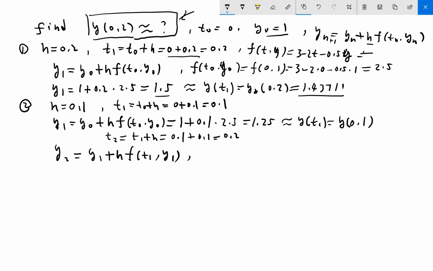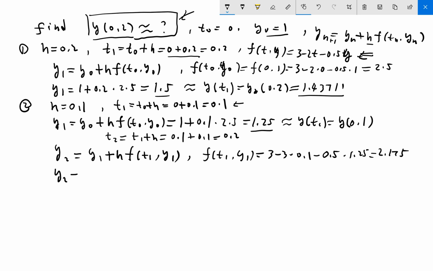Okay. So first of all, let's find what is f(t1, y1). Again, in this formula, wherever you see t, replace it by t1. t1 here is 0.1. Wherever you see y, replace it by y1. What is y1? Here, 1.25. You calculate that, you got 2.175.